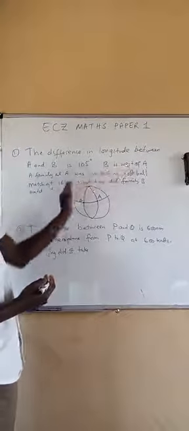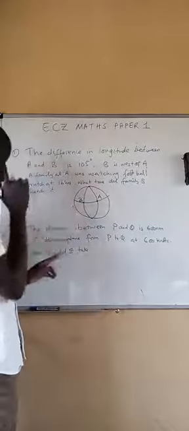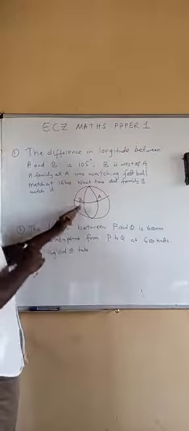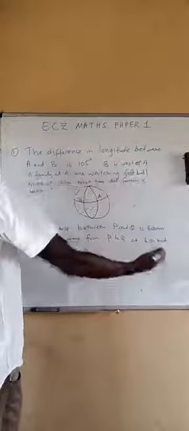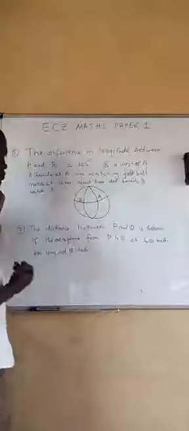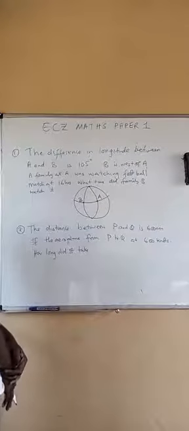Because B is west, it means B is on the west side of A. So it's not here. Rather, B is on the west side. This is east, this is west. Okay, so B is on the west side of A. This is how you do it.